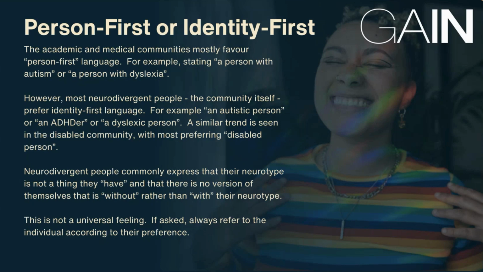This is because a neurotype isn't something that you have, it's something that's part of you, it's part of your identity, and there's no version of yourself without it. Of course, this isn't a universal feeling and everyone is different. If someone expresses that they have a preference, then of course this should be respected.